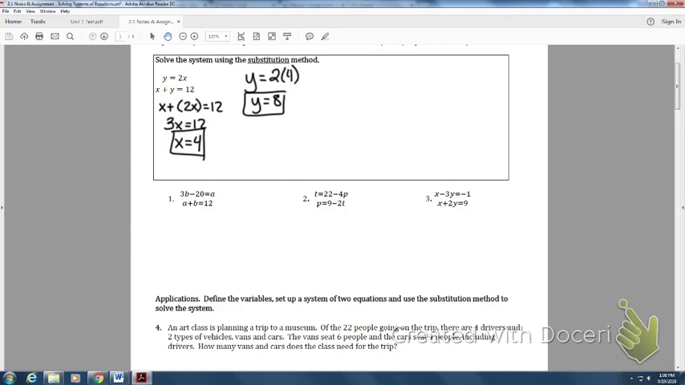Okay. So going down to number 1. Again, I've got a equals right there. So I'm going to substitute 3b minus 20 in for a into the second equation. So I'm starting off with 3b minus 20 plus b equals 12.